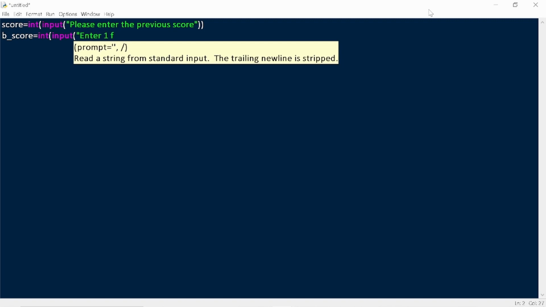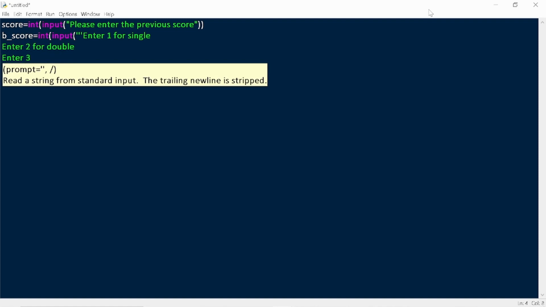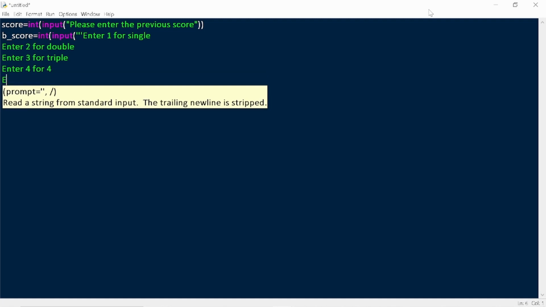So for example, please enter: enter 1 for single, enter 2 for double, enter 3 for triple, enter 4 for four, enter 6 for six. Let me change from double quotations to three single quotes.